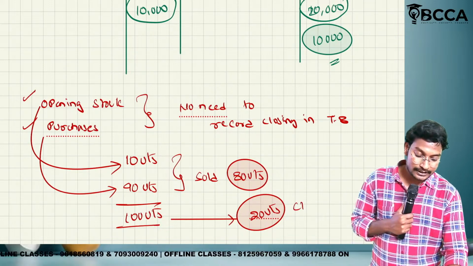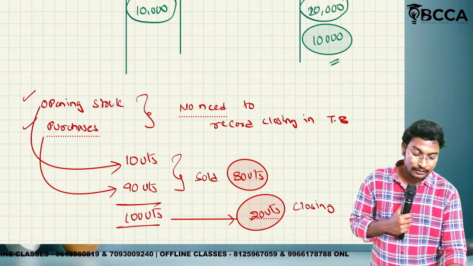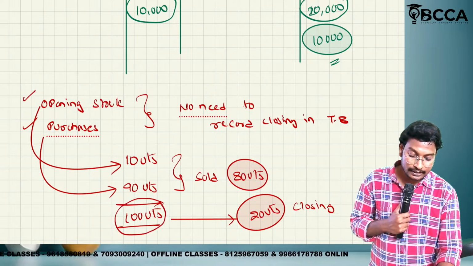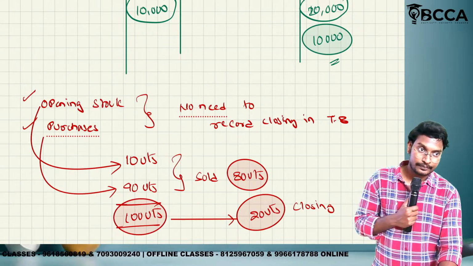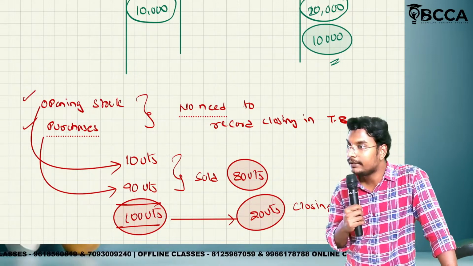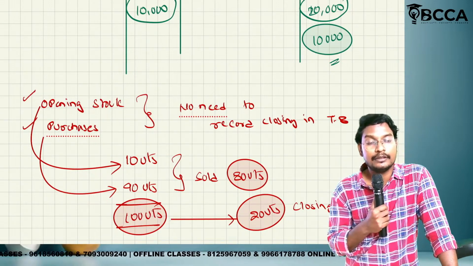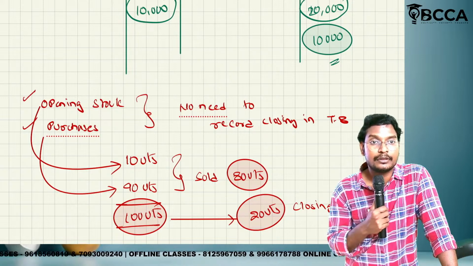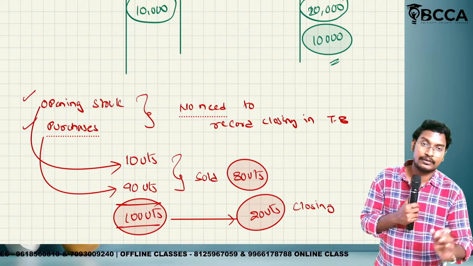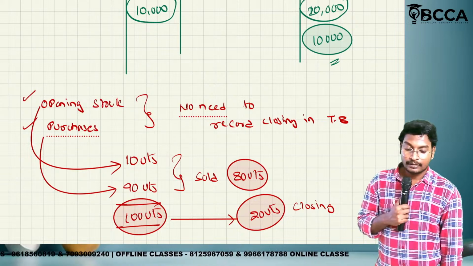So here the closing stock is 20 units. Where do we get this closing stock? This 20 units came from the 100 units or outside? 100 units itself. Already we have recorded the 100 units. Once again need to record 20 units? No need to record the 20 units. So this is the concept.